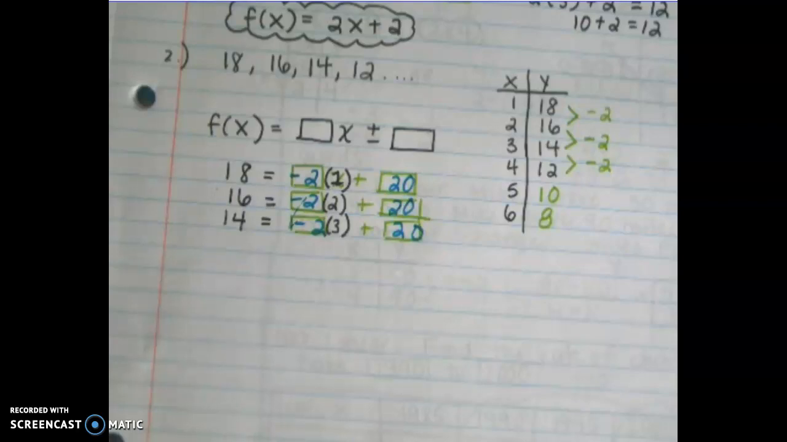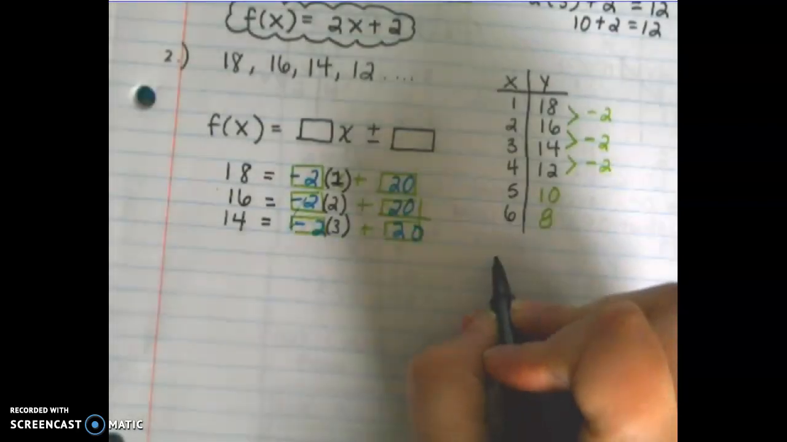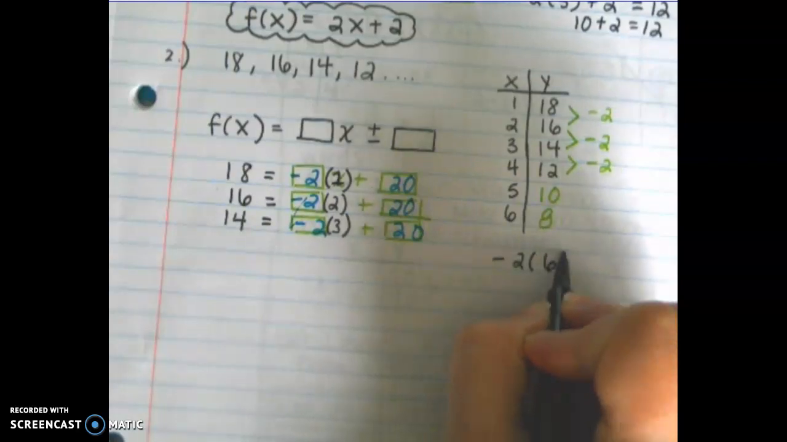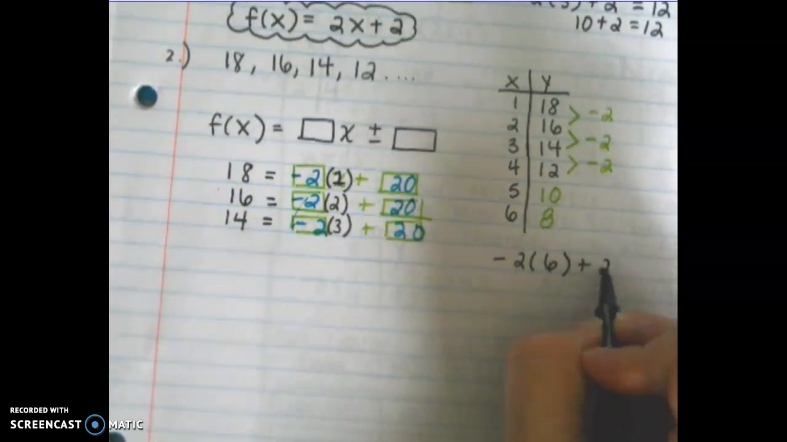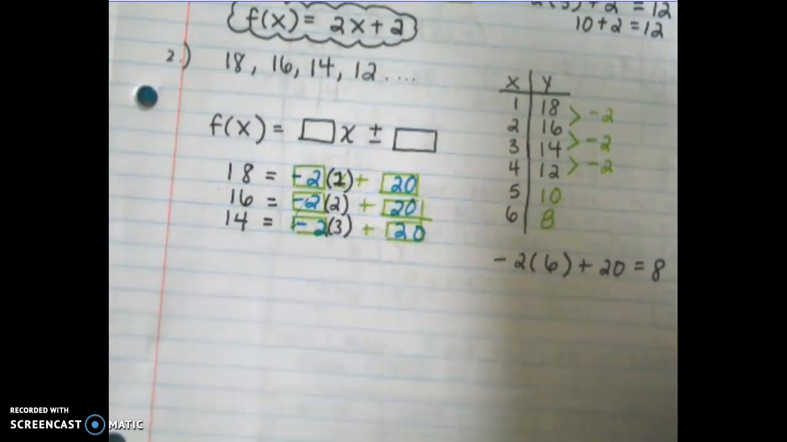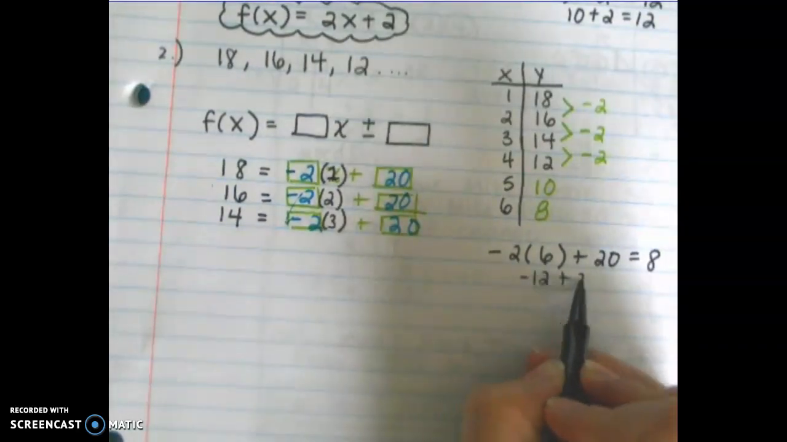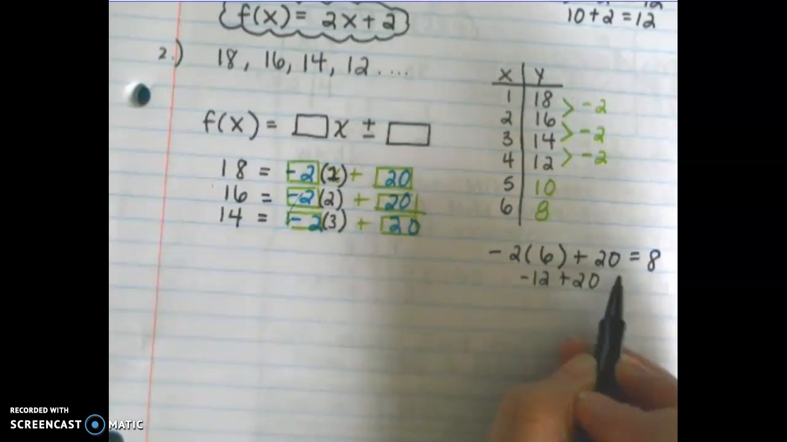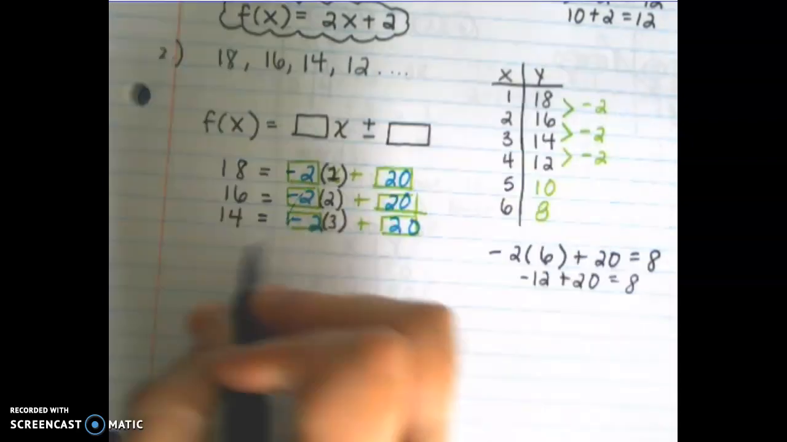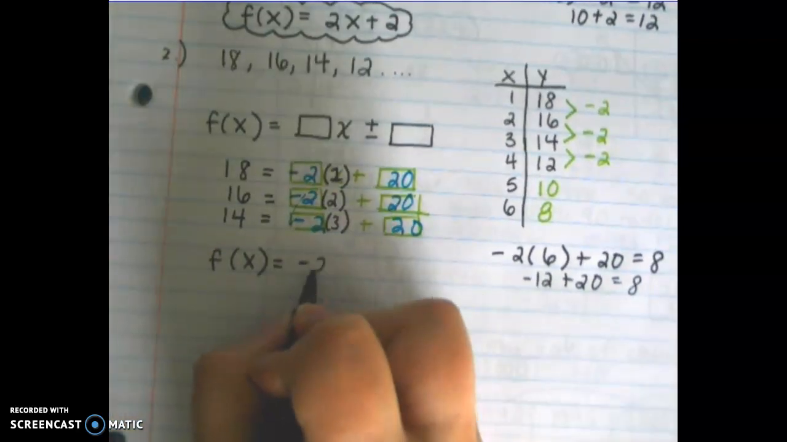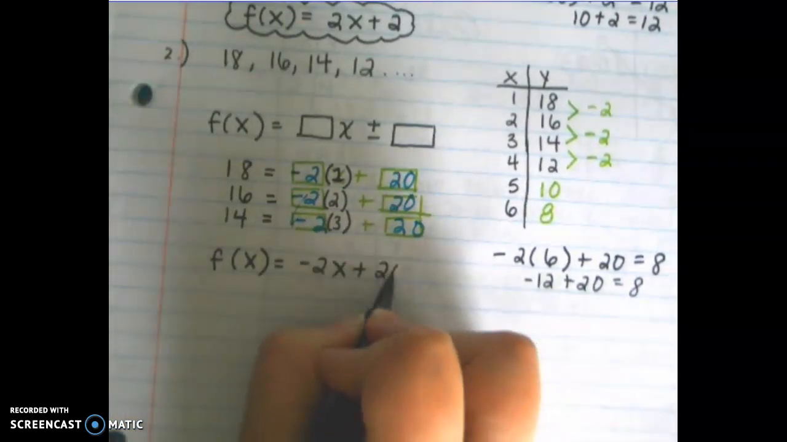So let's try it with one that we didn't have a pattern for. Let's try it with 6. If this rule works, then -2 times 6 plus 20 would give me 8. That would be -12, and -12 plus 20 is 8. So that works. So my function rule would be -2x plus 20.